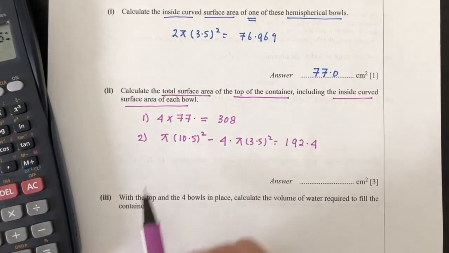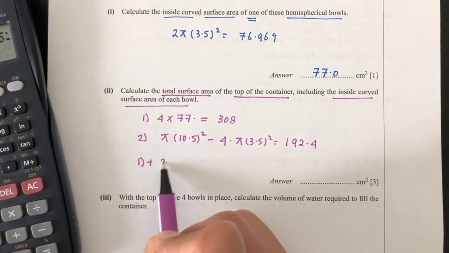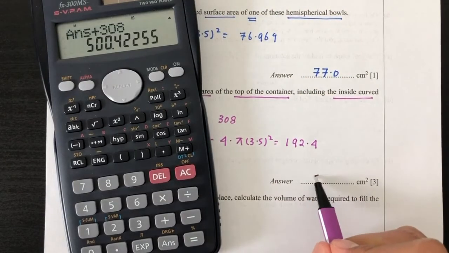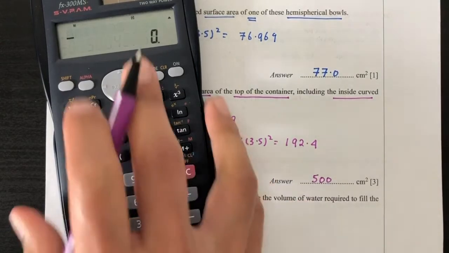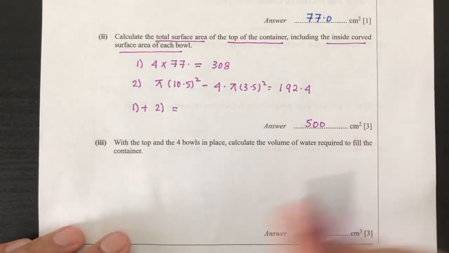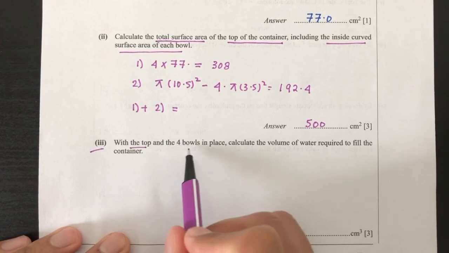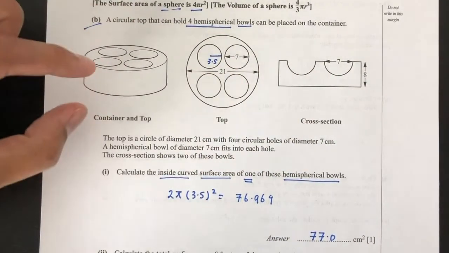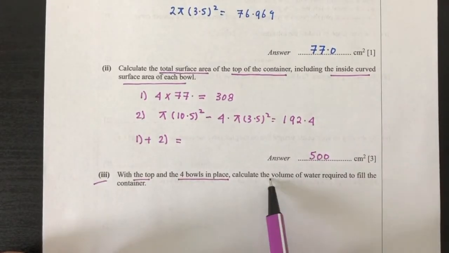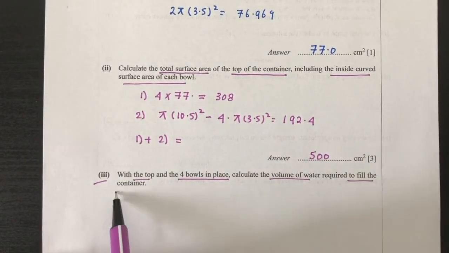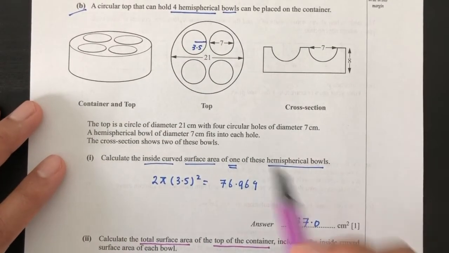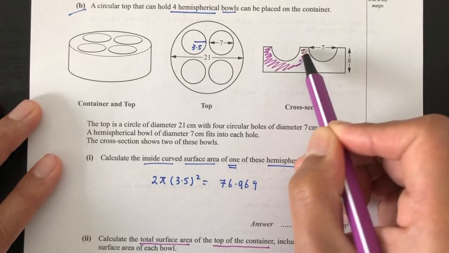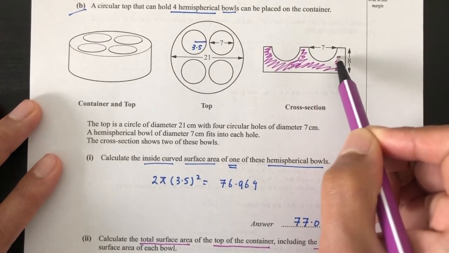So the total area will be number 1 plus number 2, plus 308, that will be 500, correct to 3SF. Now for the last part, part 3, with the top and the 4 balls in place, so basically we have this right now, we put the top on the container. Calculate the volume of water required to fill the container. So let's see, inside it looks like this. We have to find this volume.